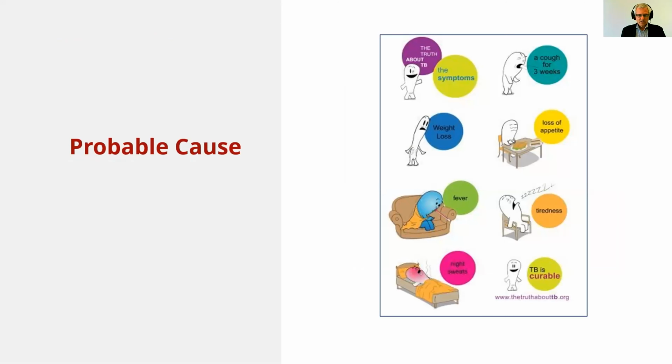Bayesian statistics comes into play quite heavily in assessing cause and effect, or probable cause. On the screen, I have a little chart that I got off the internet about tuberculosis and the symptoms. Symptoms are the effect of an underlying illness, tuberculosis. So we have on the screen weight loss, fever, night sweats, a lingering cough, loss of appetite, tiredness. These are all symptoms of tuberculosis. They are manifestations of the underlying cause, tuberculosis. We can't really see tuberculosis. We just see these symptoms.